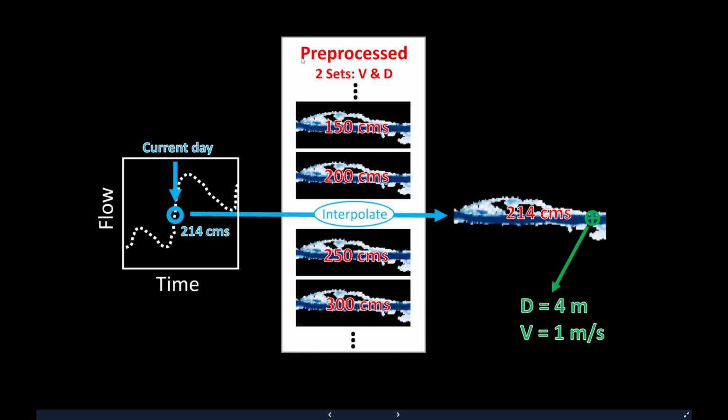So the way this works is that you'll have 2 sets of those, one for depth and one for velocity. Every day the model is going to go and look at what the current day is and find its flow. So for here, for example, it'd be 214 cubic meters per second. It's then going to go and interpolate between the 2 closest of those, so 200 and 250 in this case, and get out a 214 cubic meter per second raster. Then every single one of those things is going to be projected onto a cell in the model. So each cell will have a depth and velocity for a given day.